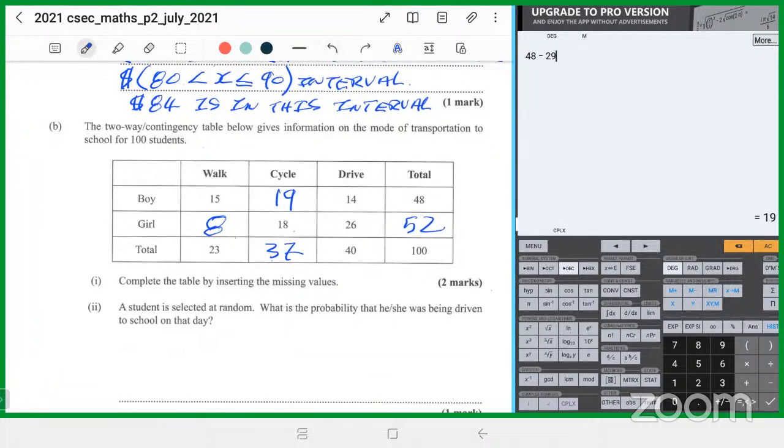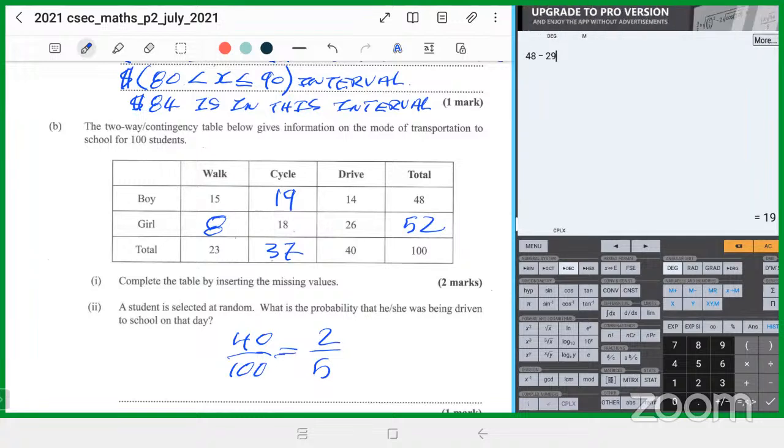Next part says, a student is selected at random. What is the probability that he or she, so we're talking about all the students now, is being driven to school each day? So you need to know the total who drive. See, total who drive here, out of the 100. So this total is comprised of the boys and the girls. So the probability is 40 over 100, which is what? 4 over 10 or 2 over 5, right?